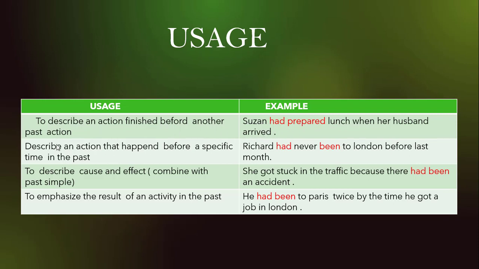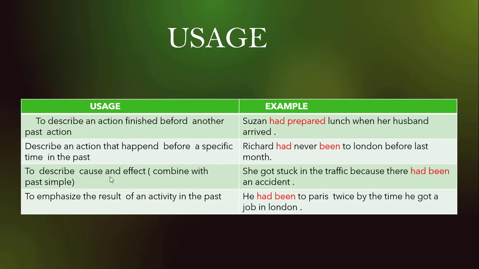Then we also use it to describe an action that happened before a specific time in the past. For example, Richard had never been to London before last month. Here we have had plus the past participle of the verb to be, which is been.